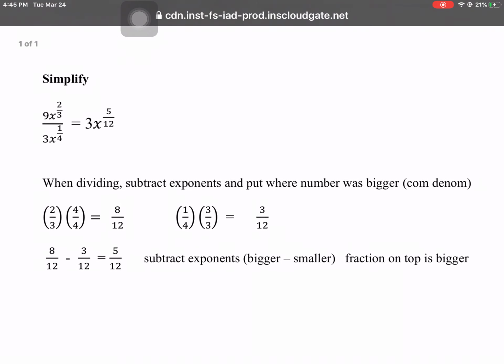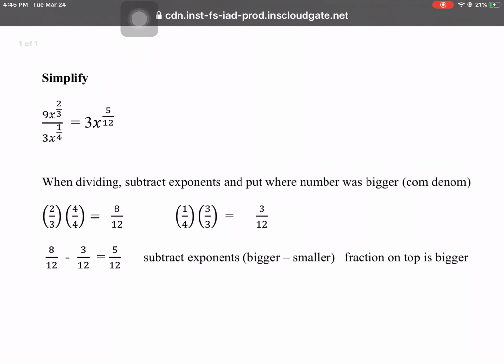Okay, for the second example, it's division. When we divide, we subtract the exponents. So let's do the easy part first. 9 divided by 3 equals 3. So what about the exponents that are fractions? We subtract and we put it where the number was bigger.